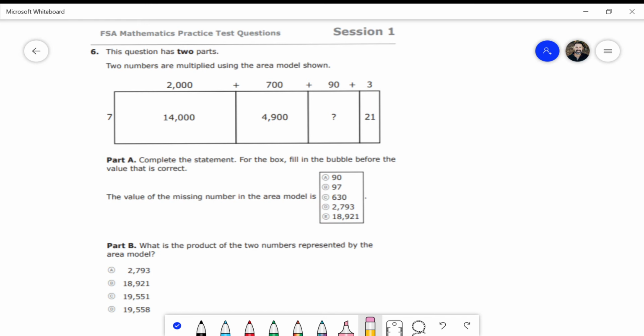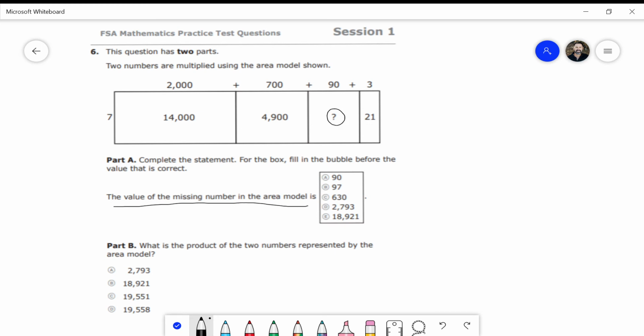All right, so number 6, it says, this question has two parts. Two numbers are multiplied using the area model shown. And so we can see our area model. And then part A says, complete the statement for the box. Fill in the bubble before the value that is correct. And so here's our sentence. The value of the missing number in the area model is. And so we're trying to find out what the value is, that question mark.